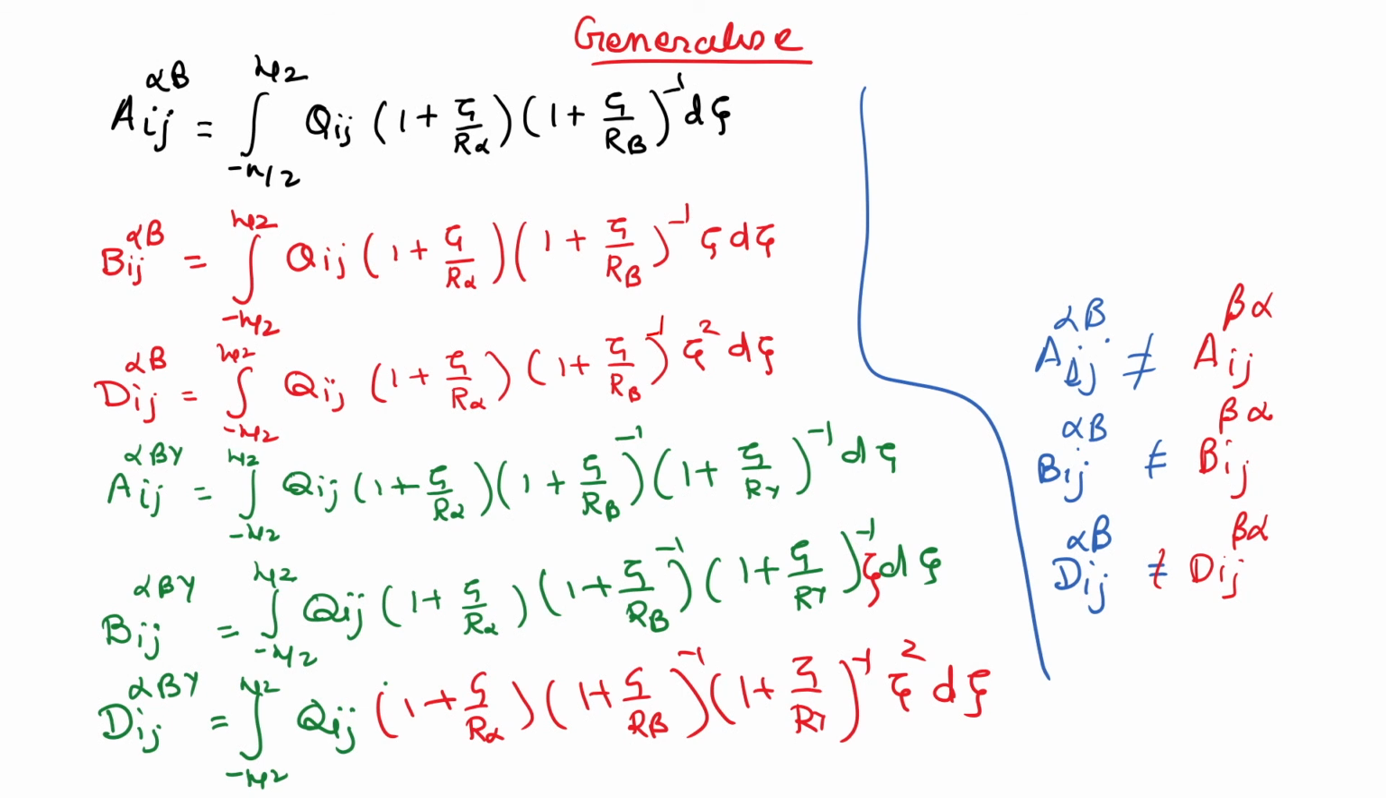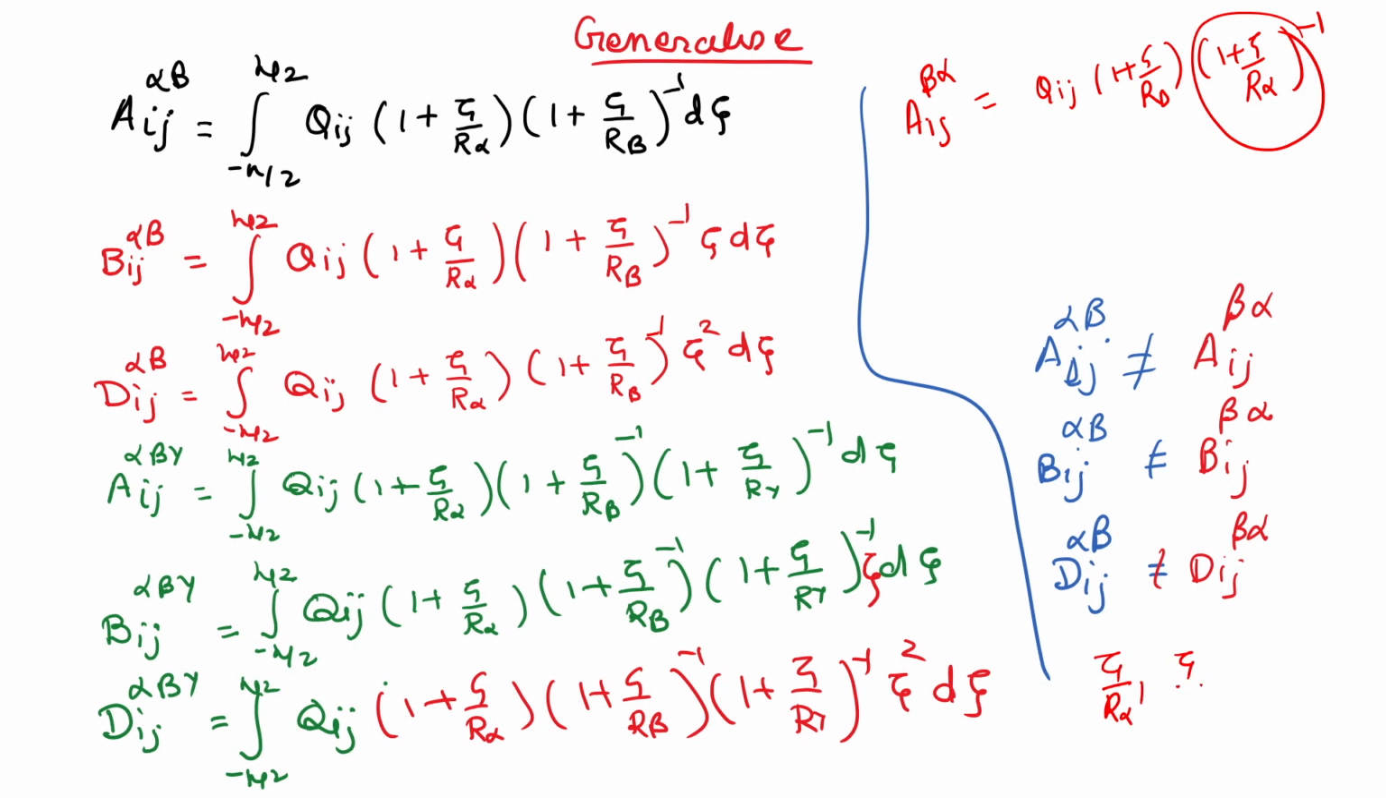The point to be noted is that Aij alpha beta is not equal to Aij beta alpha, which is obvious, because Aij beta alpha will be Qij times 1 plus zeta by R beta and 1 plus zeta by R alpha inverse. So, here the term 1 plus zeta by R alpha is inverse. In the case of alpha beta, 1 plus zeta by R beta is inverse. So, they cannot be equal. They will be equal only when your shell is very thin and you neglect the terms R alpha and R beta, then only they will be the same.